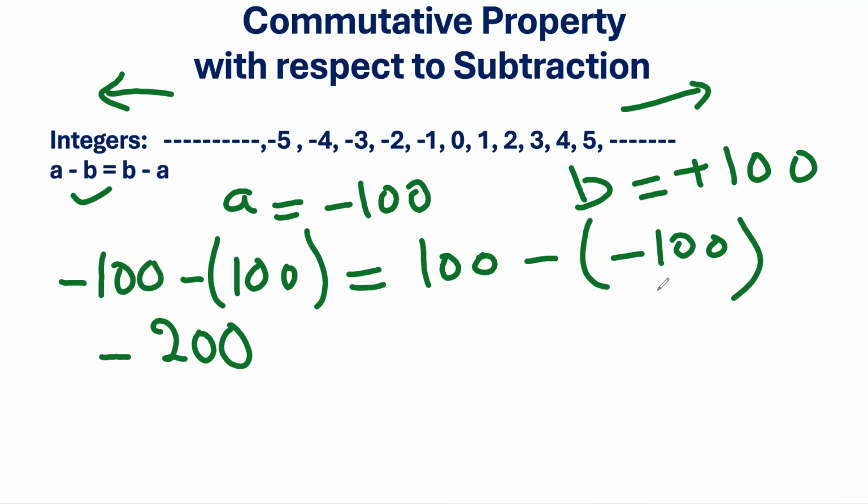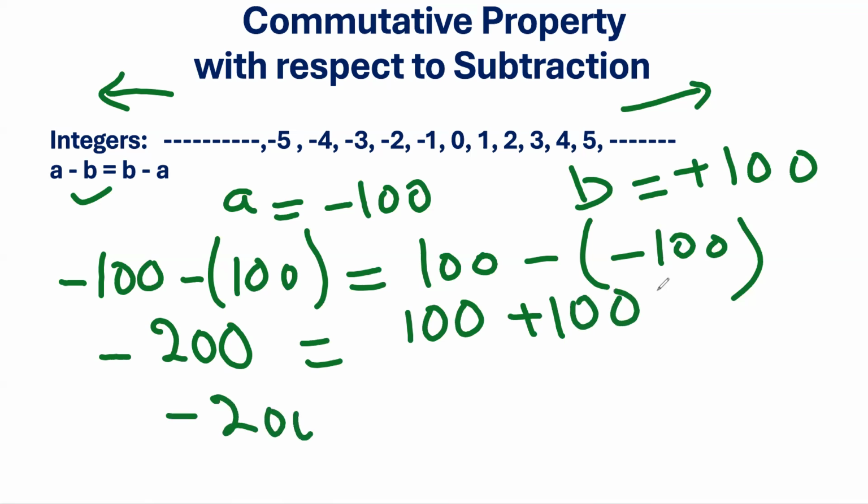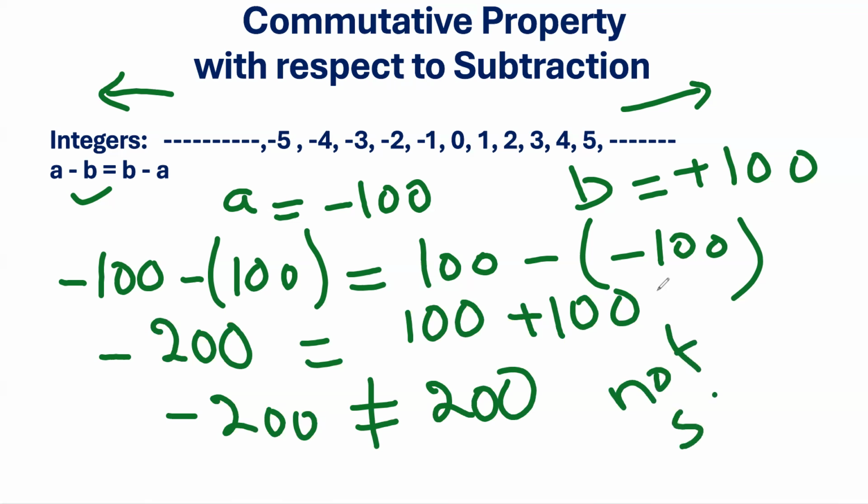You have to add. When the signs are same, you have to add. 100 and 100 will give you 200. And this side, 100, minus into minus is plus. Now, -200 is not equal to 200. This property is not satisfied. Not equal to each other. You can take any other example from the set of integers. Subtraction property will not be satisfied.